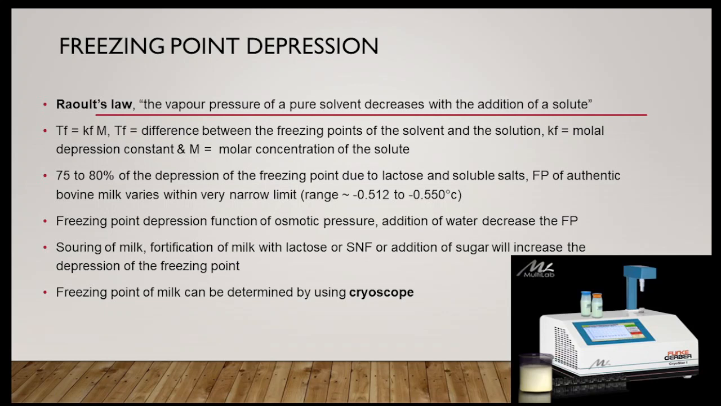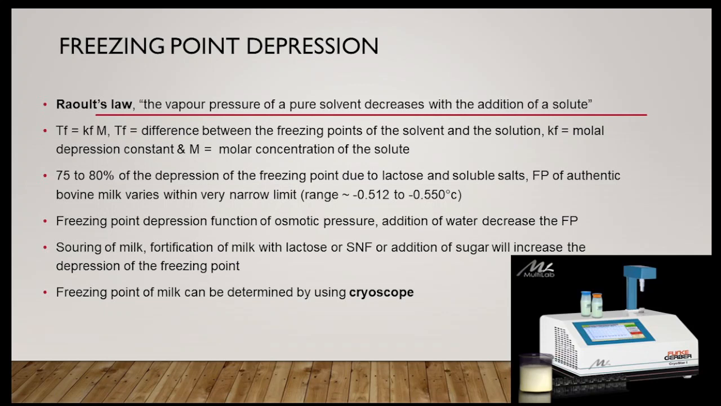So the freezing point of authentic bovine milk, that is pure bovine milk without any adulteration, ranges between minus 0.512 to minus 0.550 degrees Celsius. Okay, so it depends on the level of lactose and soluble salts, but the range is very narrow, right? There is very little range of freezing point values in milk. So where can we use this, right? We are studying the freezing point of milk, but what is the use of that?